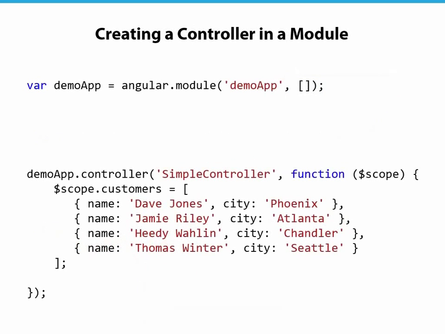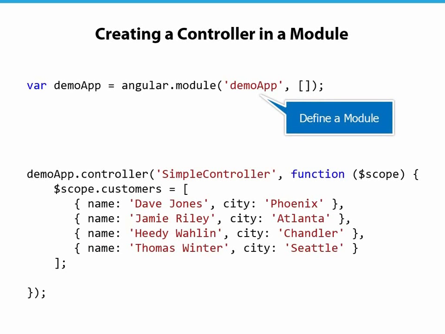Now, here's an example of how we can use that module to actually create a controller. And this is the more, I'd say, official way to create a controller. So you'll notice up top we have our demo app, and we just create that the same way. In this case, we're saying it has no dependencies, empty array.